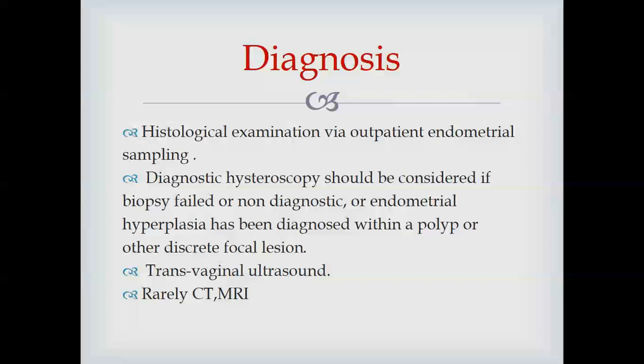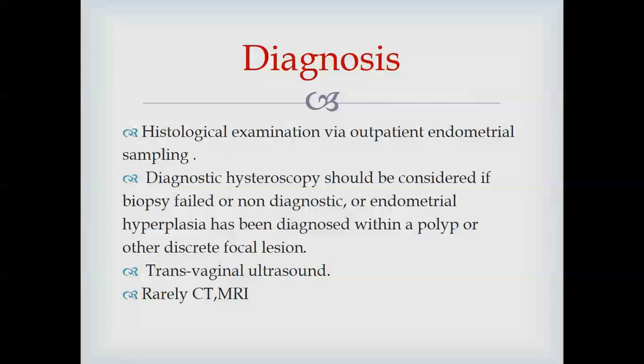Then we should keep in mind that for bleeding in the middle age group, we need histopathology in order to exclude hyperplasia or any other disease. They may rarely have cancer in the endometrium in this age group. So after the patient presents to you, first of all exclude pregnancy and then ask for ultrasound in order to exclude an organic cause and to see the endometrial thickness, and then you should do histological examination via an outpatient endometrial sampling.